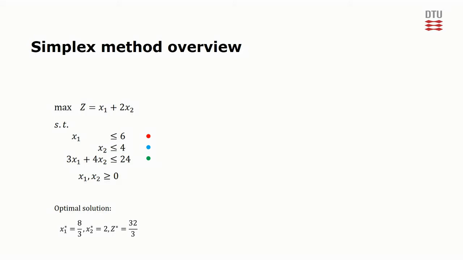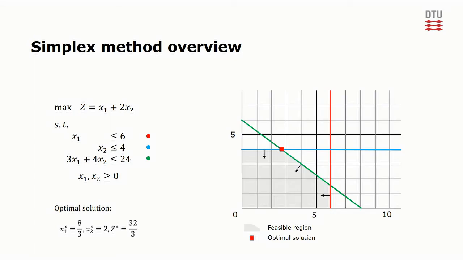The problem can be illustrated graphically like this, where each of the colored lines corresponds to one of the constraints. The black arrows indicate where the feasible solutions are, and the entire feasible region is shown in gray. The optimal solution is indicated by the red square.